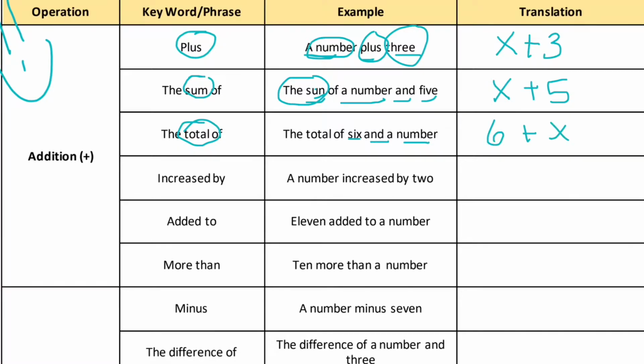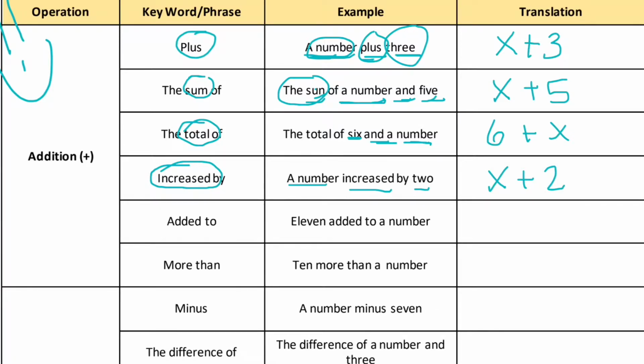Notice on all 3 of these items, I'm doing the number and the variable in order. A number plus 3, X plus 3. A number and 5, X plus 5. 6 and a number, 6 plus X, okay? The same thing is going to happen when we do increased by. Thinking about the word increase, if you increase something, it gets higher. In order to get higher, you have to add. So we have a number increased by 2, X plus 2, okay? Hopefully those have been pretty simple.